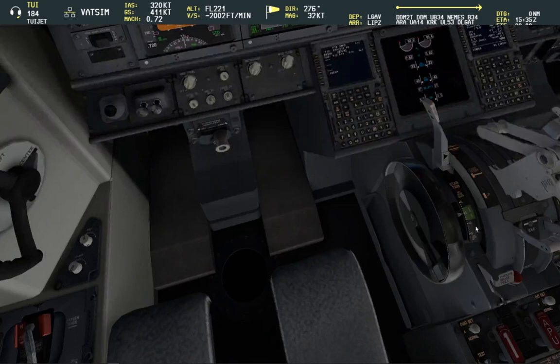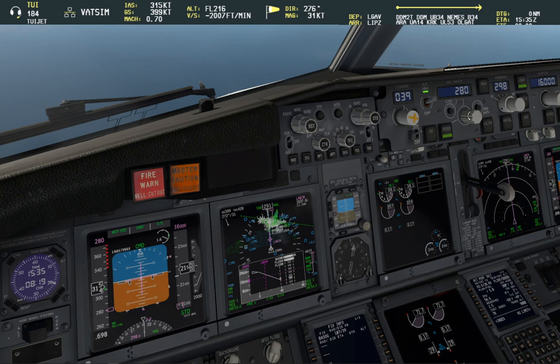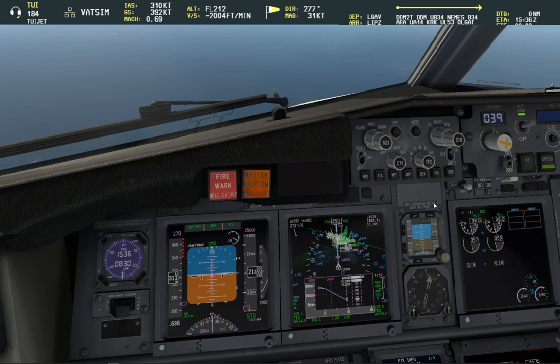Jet 184, contact Padova on 125.47. 124.47? Or is it 125.47 for 2E184? 125.47, 125.47 for EJET 184, thank you, bye. So, speed 280. Or 270 even. Padova, buonasera, EJET 184, descending level 160.